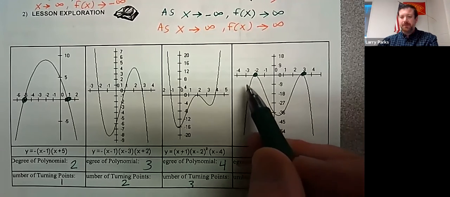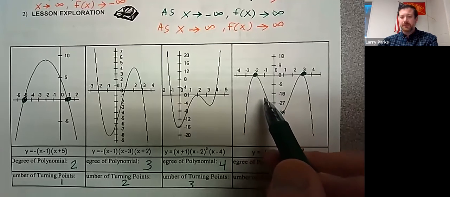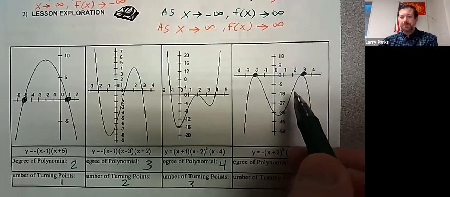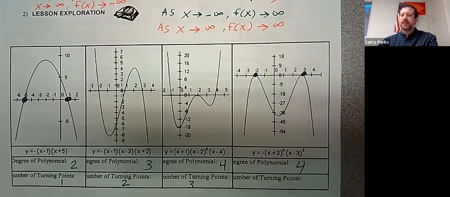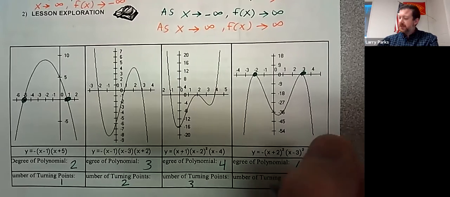Now how many times does this turn? We're going up, turns, goes down. Turns, goes up, turns, goes down. So I believe I counted 3 turning points.